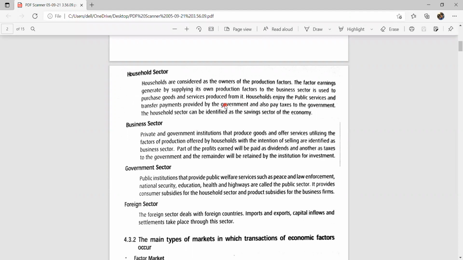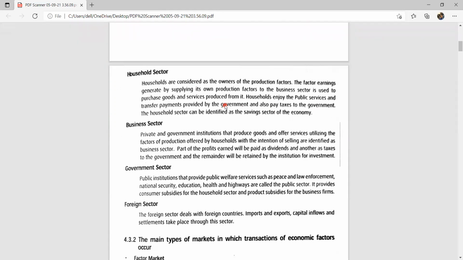Household means people who are working together in order to achieve a common goal at a particular location. They are having a fixed budget. Then they work, then they earn money, as well as they spend money on goods and services. That's how household sector behaves. Households are considered as owner of factors of production.